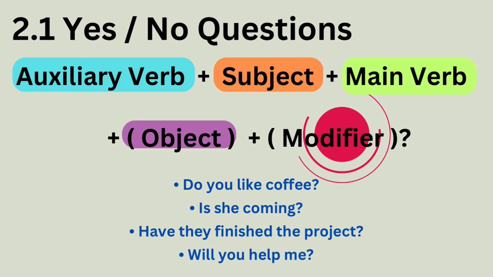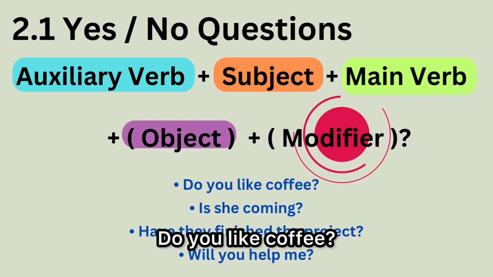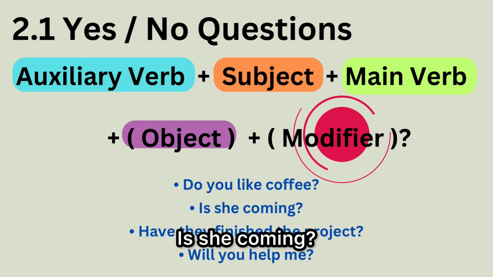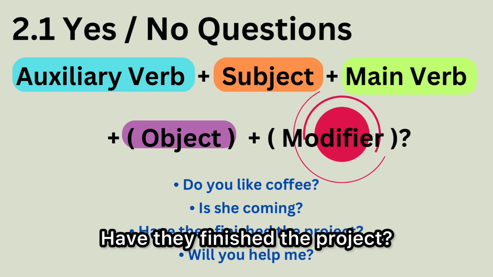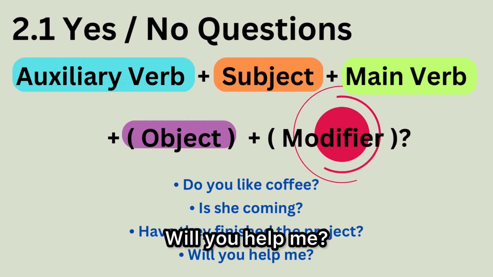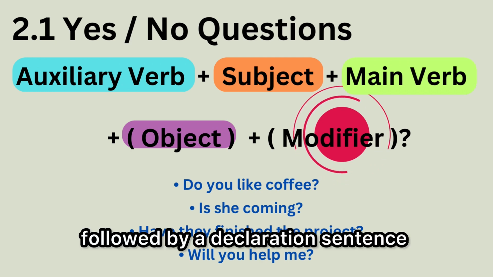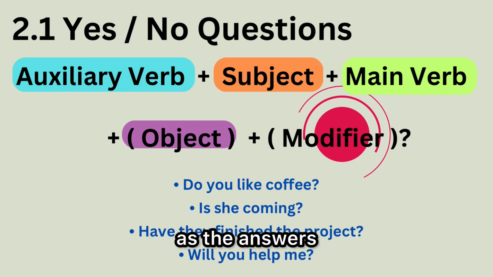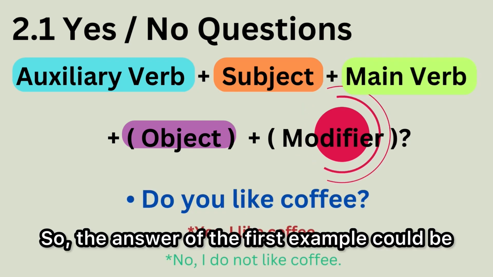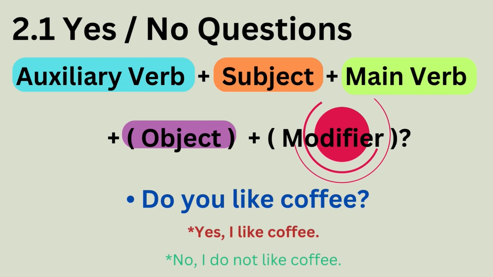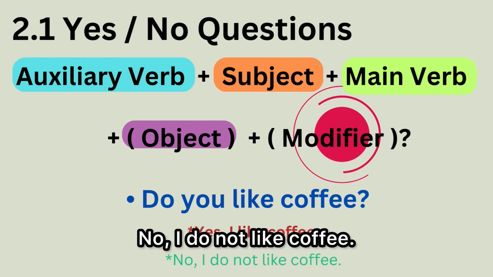Examples of yes/no questions are: Do you like coffee? Is she coming? Have they finished the project? Will you help me? These questions expect a yes or a no, followed by a declarative sentence, as the answer. So, the answer to the first example could be: Yes, I like coffee. Or, no, I do not like coffee.